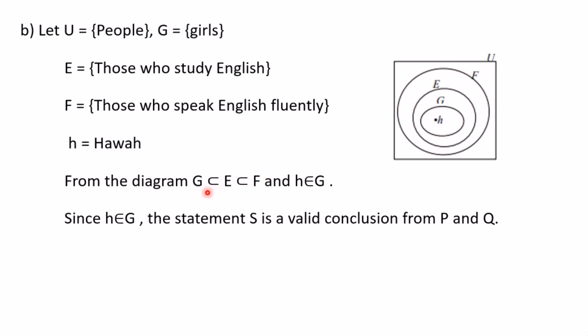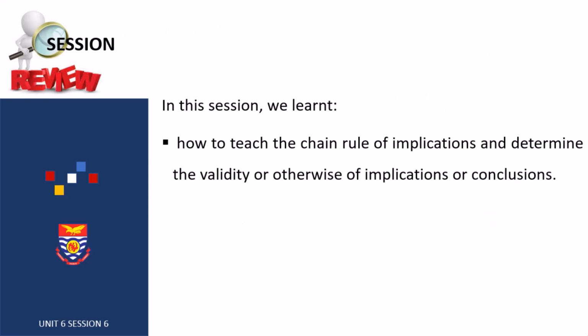So from the diagram, we have that the girls are a subset of those who speak English, and those who speak English are a subset of those who speak English fluently, and Hawa belongs to the girls. Therefore, our statement S is a valid conclusion from P and Q. This is the end of this session, which teaches us the chain rule of implication and how to determine the validity or otherwise of implications or conclusions. So that's what we learned for this session.